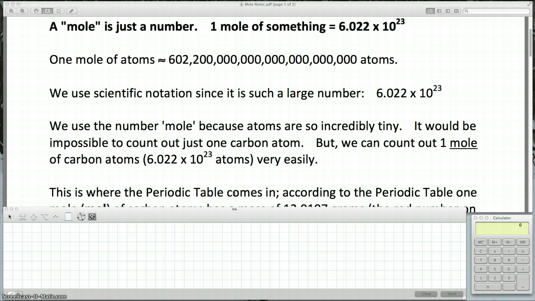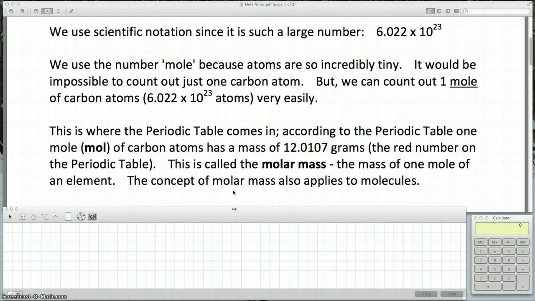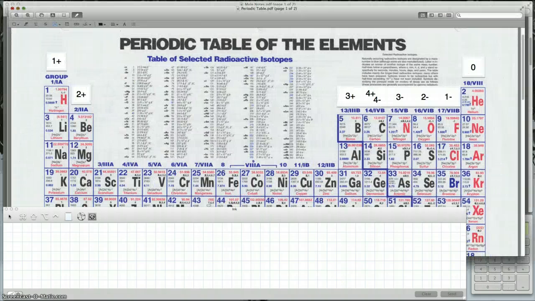And we can do this very easily because of some information on the periodic table. According to the periodic table, 1 mole of carbon atoms has a mass of 12.0107 grams. It's the red number on the periodic table. I'll show you here. So look at carbon, and we see 12.0107. It's the red number on the periodic table. If I had 1 mole of boron, it would have a mass of 10.811 grams. If I had 1 mole of nitrogen, I'd have 14.0067 grams of nitrogen.